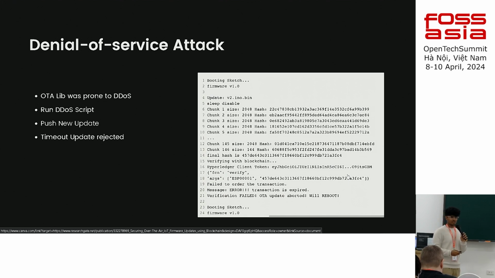update rejected error. They got this because the ESP32 tried to get that data and calculate the firmware hash, and then it queried the blockchain. When it queried the blockchain, the blockchain replied, okay, this is not a valid firmware update that our company sent to this device. So that's why it resisted this DDoS attack.